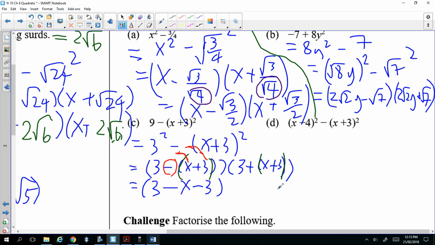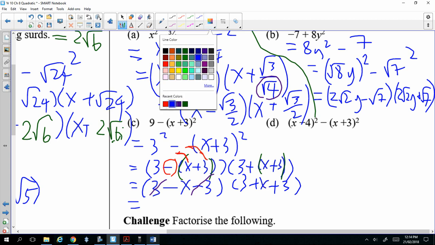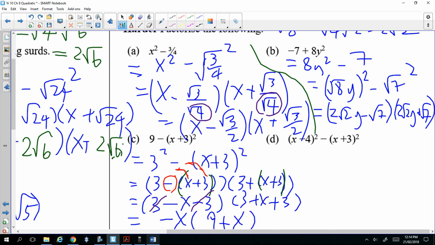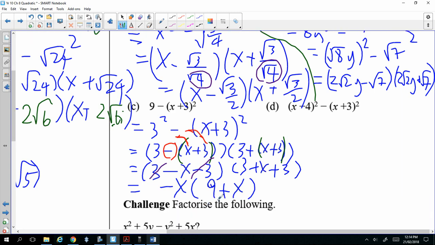Now you have to collect like terms. So 3 minus 3 is 0, so you end up with negative x. And the other one, 3 plus 3 is 6. So write 6 plus x is your final answer. Oh, oops, 6. Yeah, that's a very common mistake in exams, including myself. Okay, thanks for that.